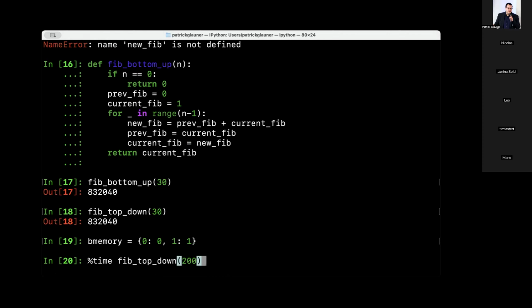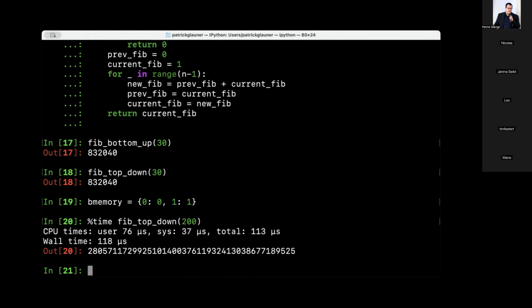If you think top down runs faster, green reaction. If you think bottom up runs faster, red reaction. So green for top down and red for bottom up. And a few more reactions. So there's a majority green that students think top down runs faster. Let's test it and let's run it for 200.